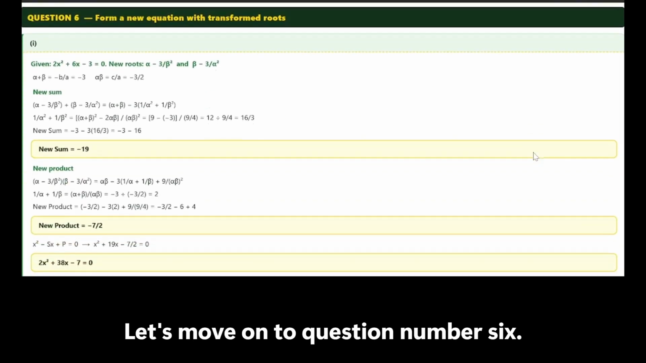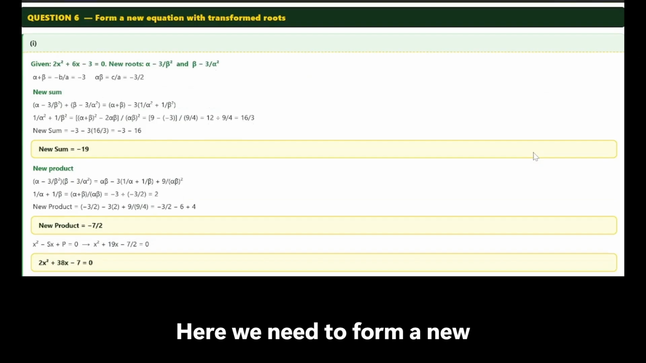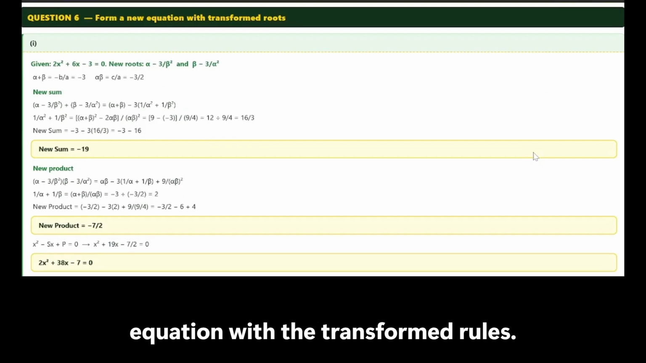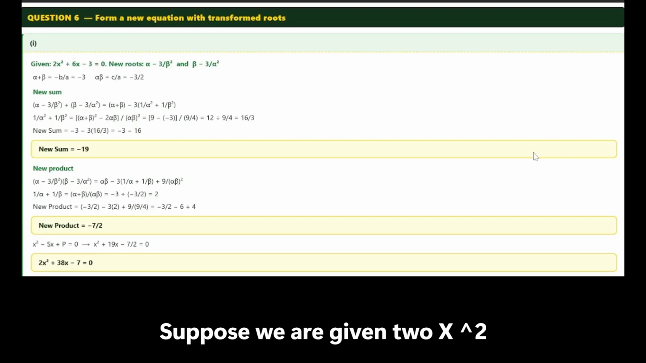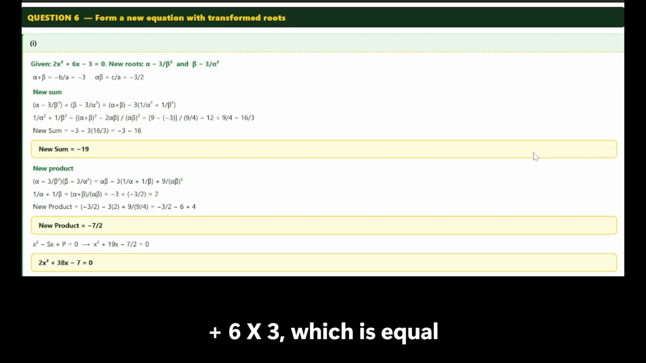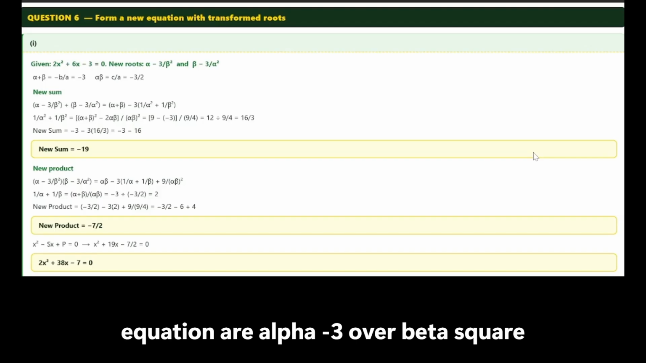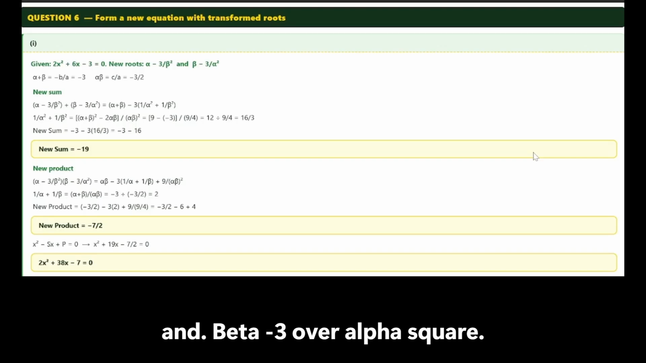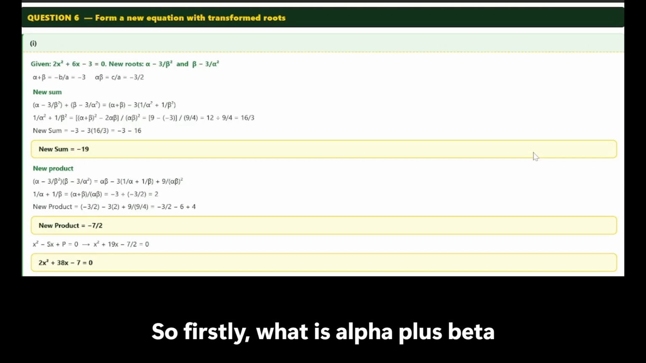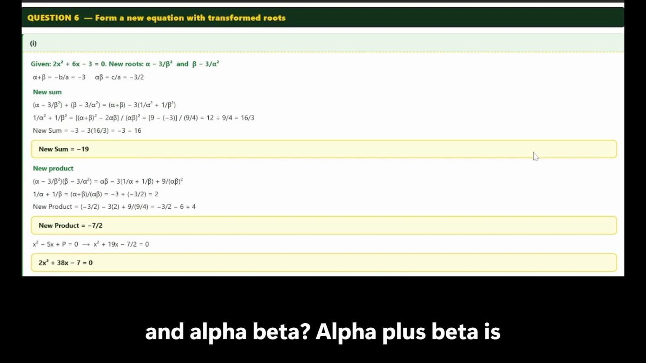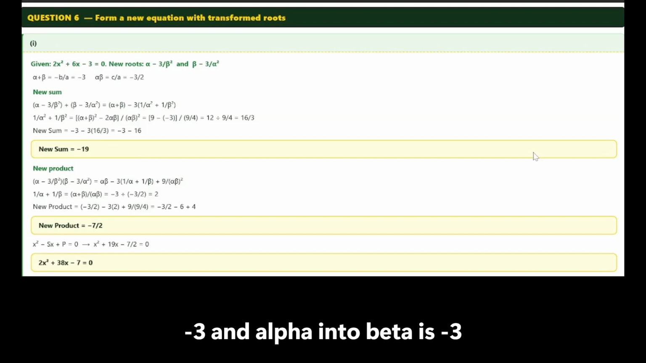Let's move on to question number 6. Here we need to form a new equation with the transformed roots. Suppose we are given 2x square plus 6x minus 3, which is equal to 0. The new roots of the equation are alpha minus 3 over beta square and beta minus 3 over alpha square. So firstly, what is alpha plus beta and alpha beta? Alpha plus beta is negative 3 and alpha into beta is negative 3 by 2.